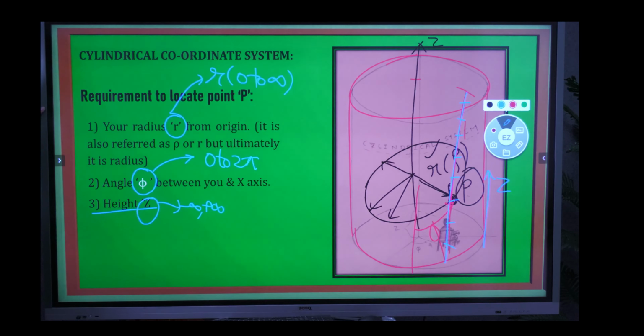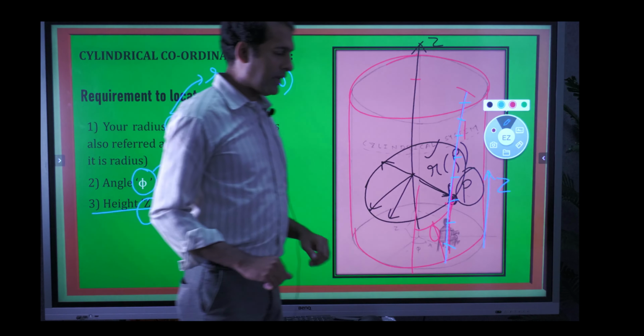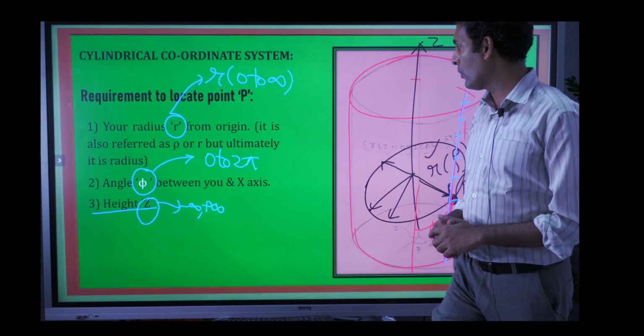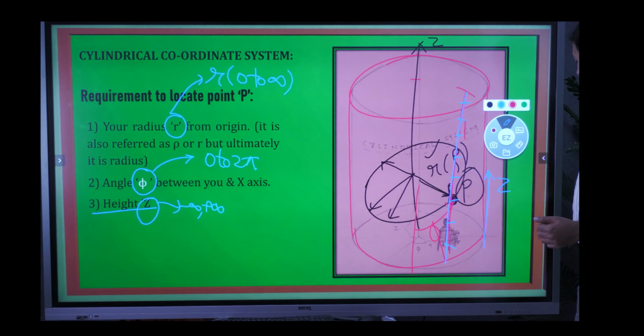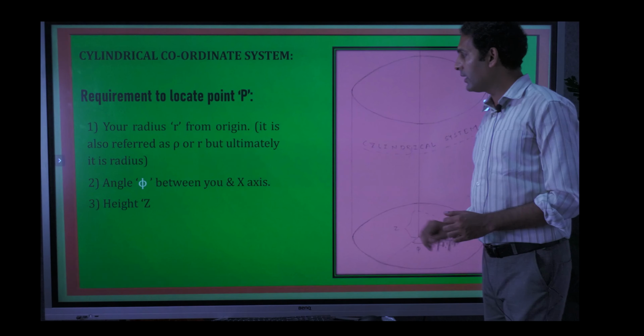infinity. So once we know these three points, we can locate any given point P in space in a cylindrical shape. That's what we have to do in this subject. So these are the three points we have to use to represent point P to identify any object. This point may be our source, maybe a mobile phone or any other source where different forces are applied.